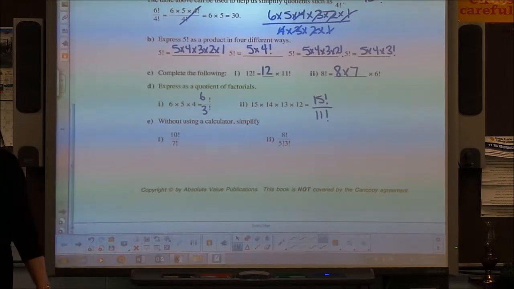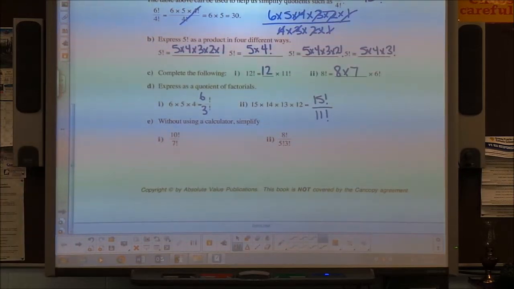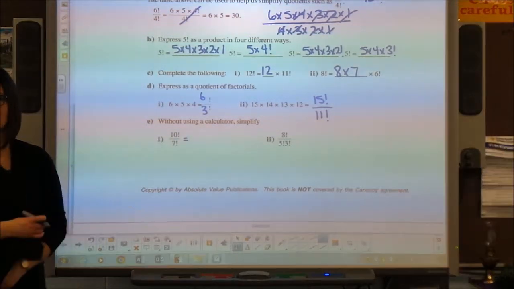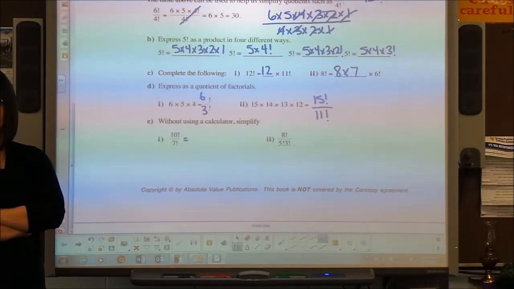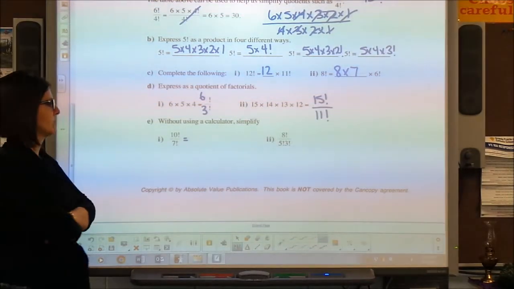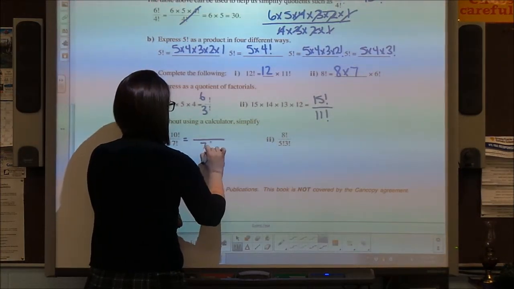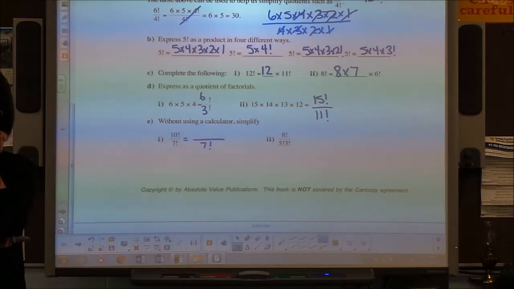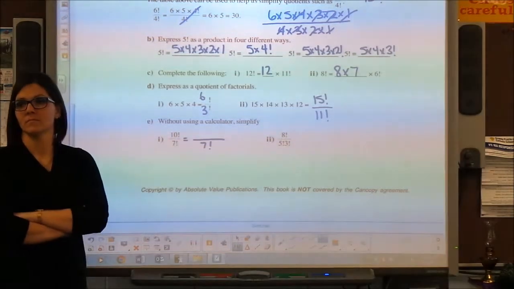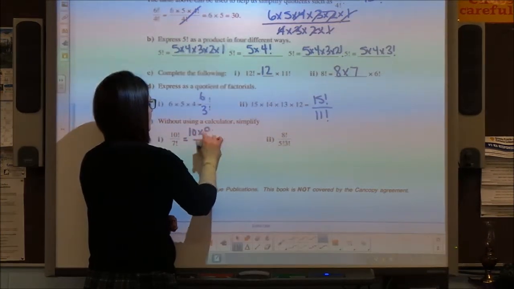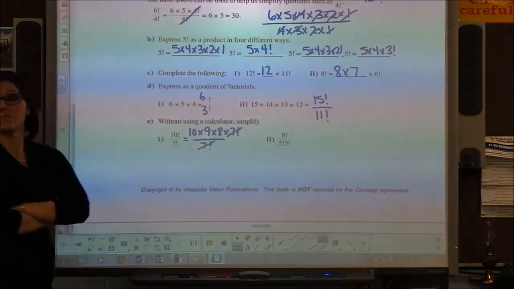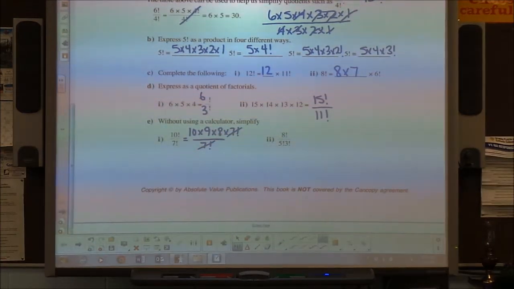Okay, so let's look at the next two. Without using a calculator, let's simplify the following. So if I have 10 factorial over 7 factorial, what could I do? What I want to do is I probably want to eliminate something on the bottom. So I want to eliminate this 7 factorial. So how do I use 10 factorial to get to 7 factorial? Can you go 10 times 9 times 8 times 7 factorial and then cross them out? Good. And then figure out the product of 10 times 9 times 8.